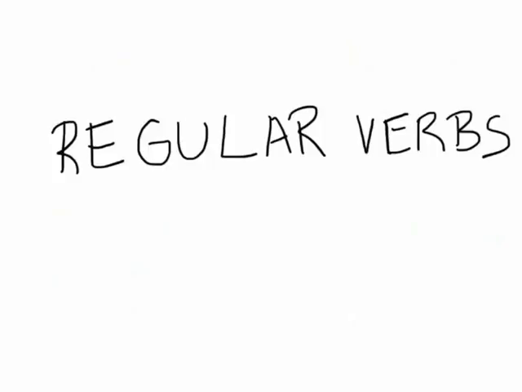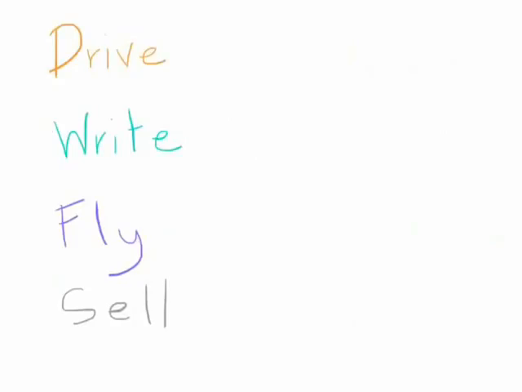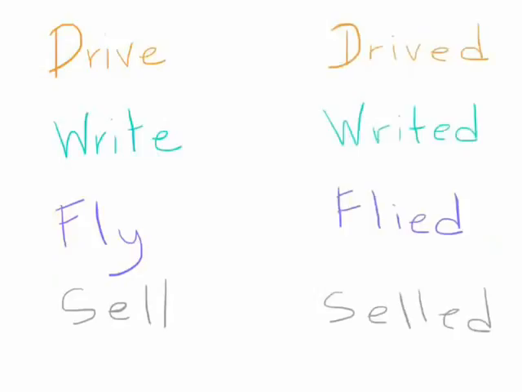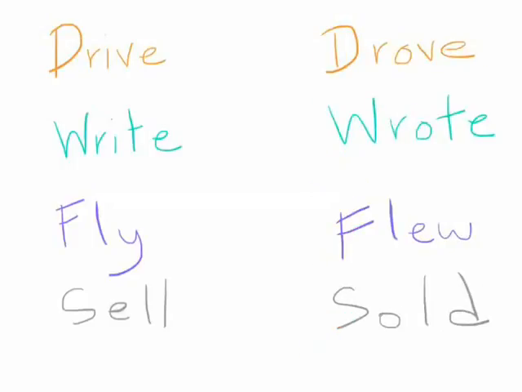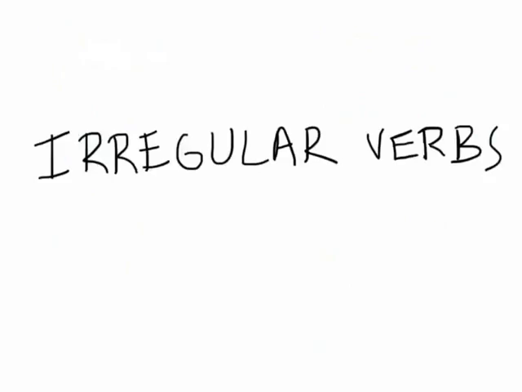But not all verbs are so predictable. For example, what would the simple past forms of these verbs be? Wrong, wrong, wrong, and wrong. The correct simple past forms of these verbs are... Such verbs, which cannot be converted to their simple past forms by simply adding ed, are known as irregular verbs.